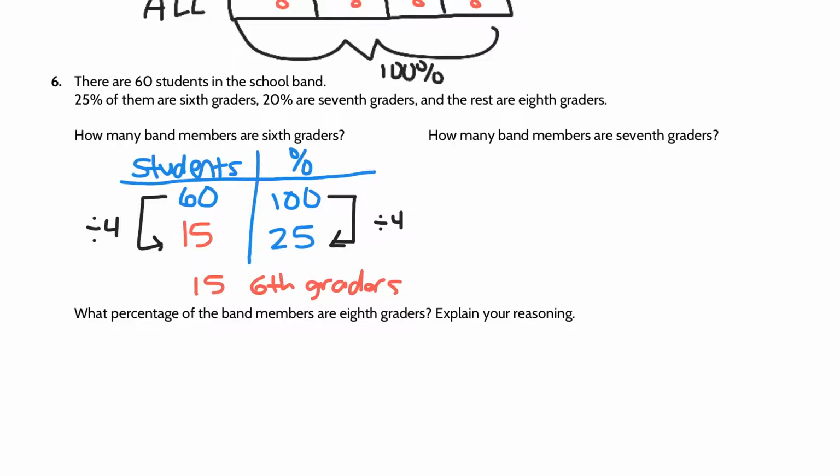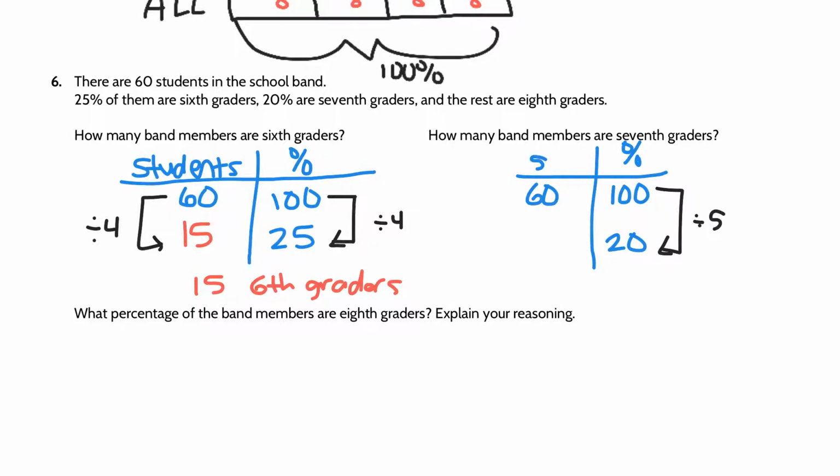Can we do something similar now for 7th grade? Well, if we look at students again and percent, 60 students represents the 100%. 7th graders are 20%. And how can I get now from 100 to 20? Divide by 5. So if I take 60 and divide by 5, our solution is 12. So there are 12 7th graders.